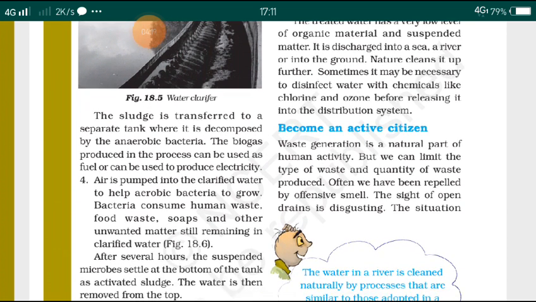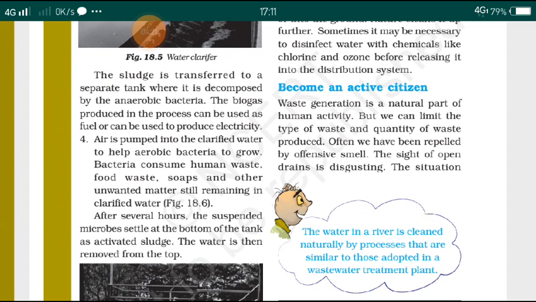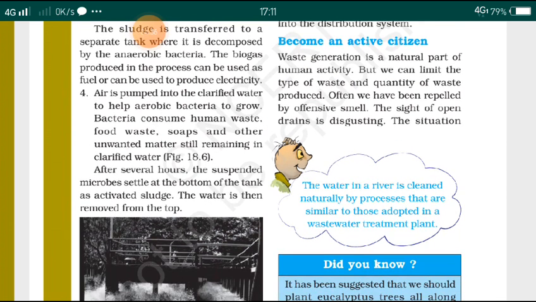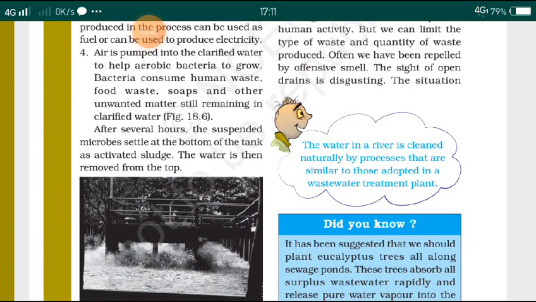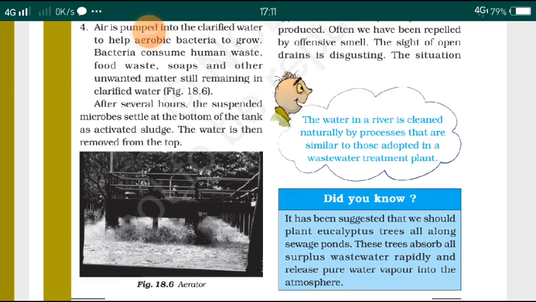Become an active citizen. What should we do? Waste generation is a natural part of human activity, but we can limit the type of waste and quantity of waste produced. Often we are repelled by offensive smell. The sight of open drains is disgusting.